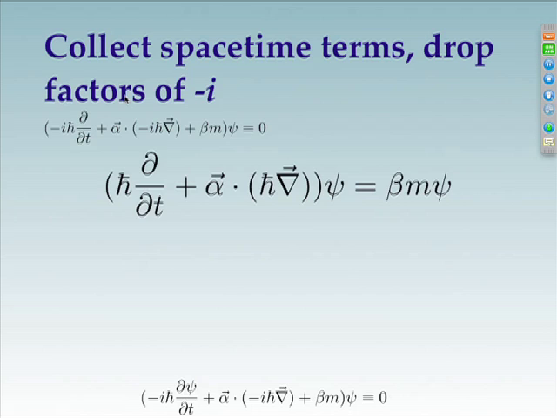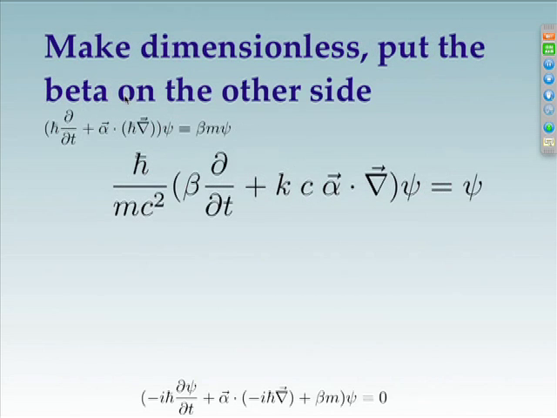Okay, so what I'm going to do is collect space-time terms together. I'm going to drop all factors of i. Okay, so now I've got a time derivative and a del operator, and I don't have any factors of i. So that step was pretty simple. I'm going to make this thing dimensionless by putting the beta on the other side. So I put that over there.